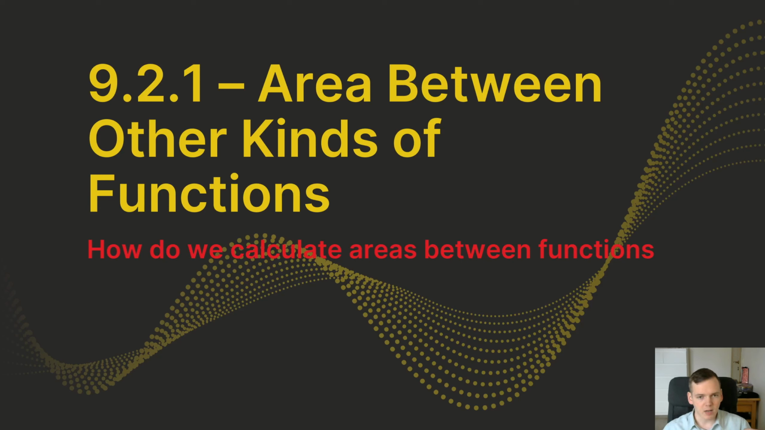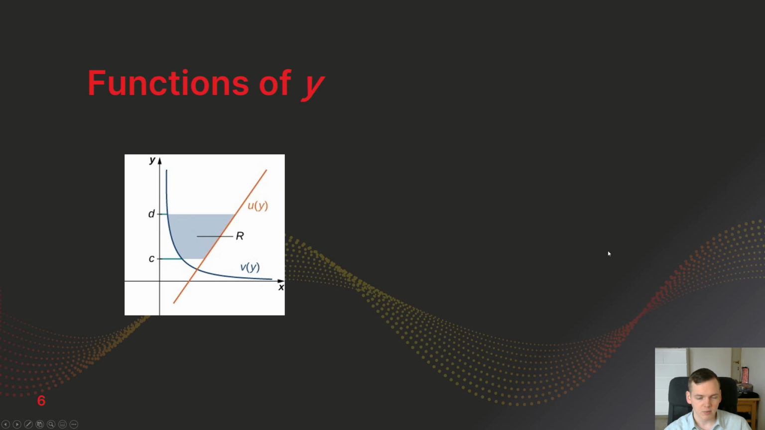Previously, we talked about how to calculate the area between functions of x. In this video, we're going to look at what happens if they're other kinds of functions, so not functions of x. First of all, we're going to look at functions of y. For example, in this case, you can see that these are functions defined with respect to y. That would be like x equals y cubed plus 2y. That's a function of y.